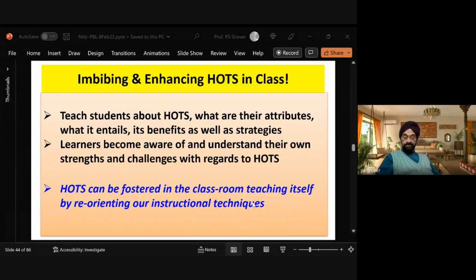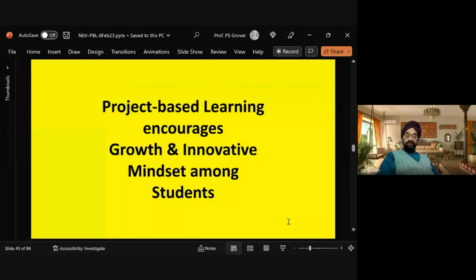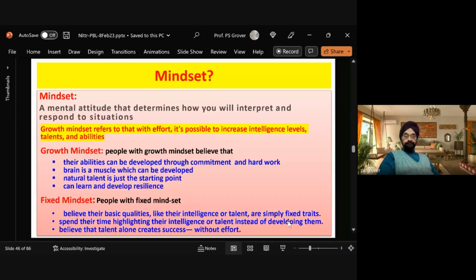PBL is an instructional method which hammers the student to always try, to always focus, to always try to get newer things. So, project-based learning encourages growth and an innovative mindset among students. Now, what is a growth and innovative mindset? Mindset is a mental attitude that determines how you will interpret and respond to situations.